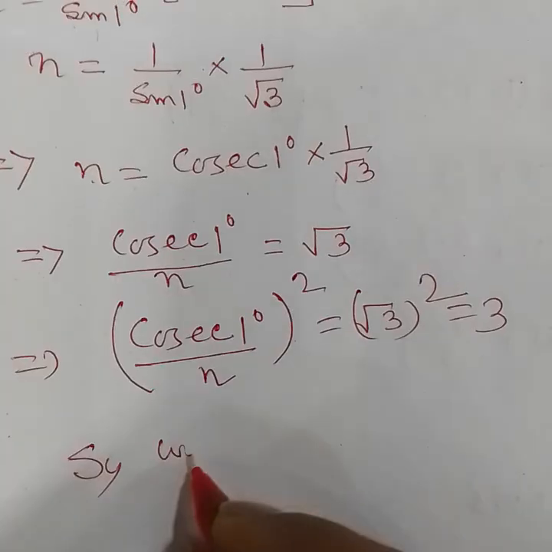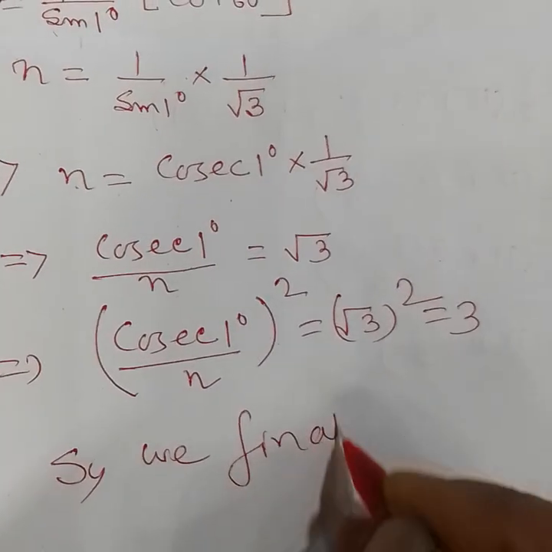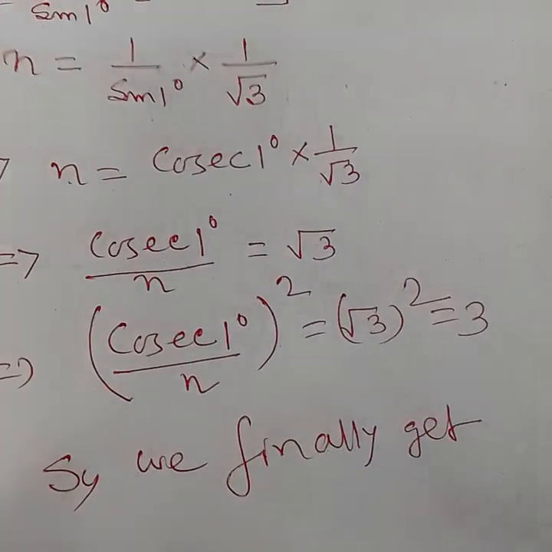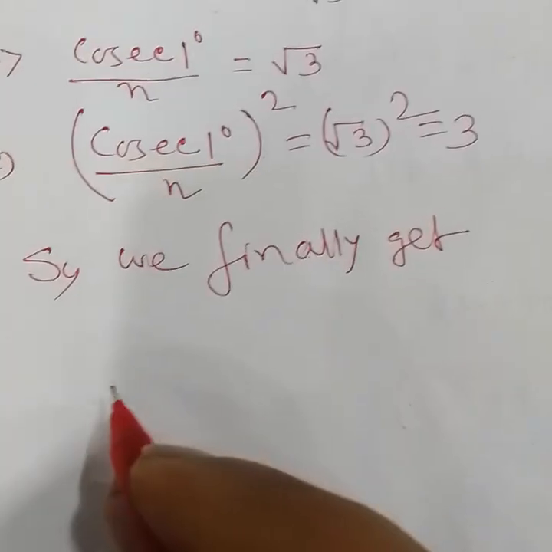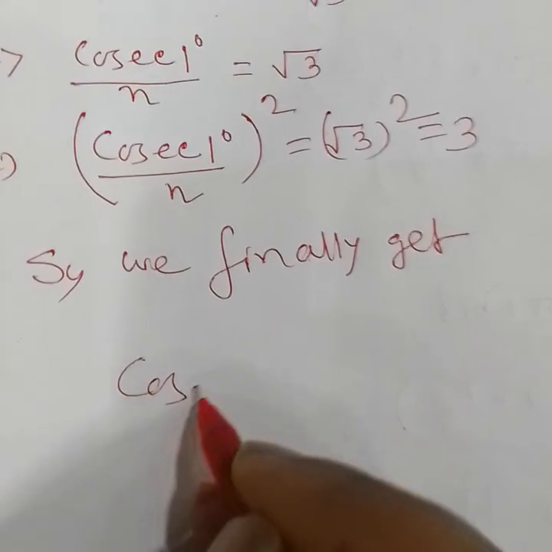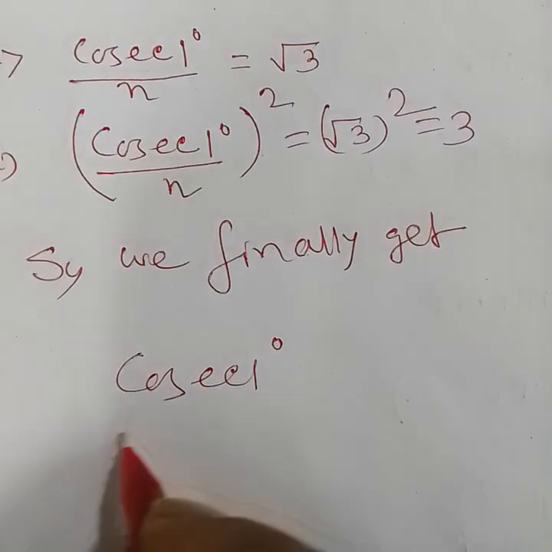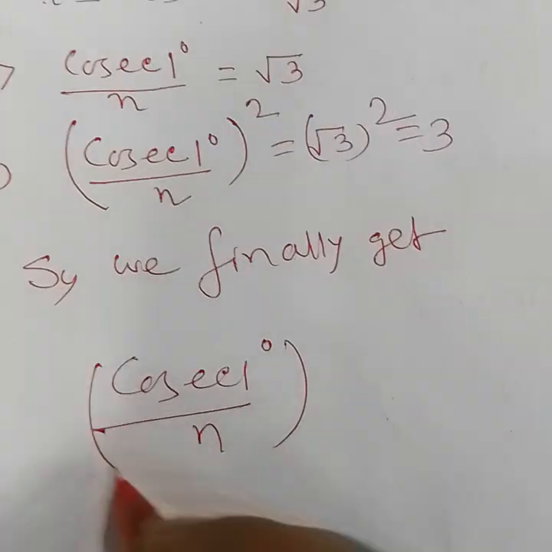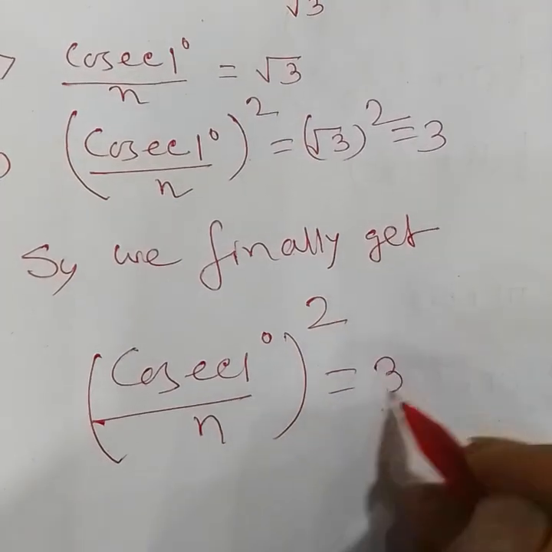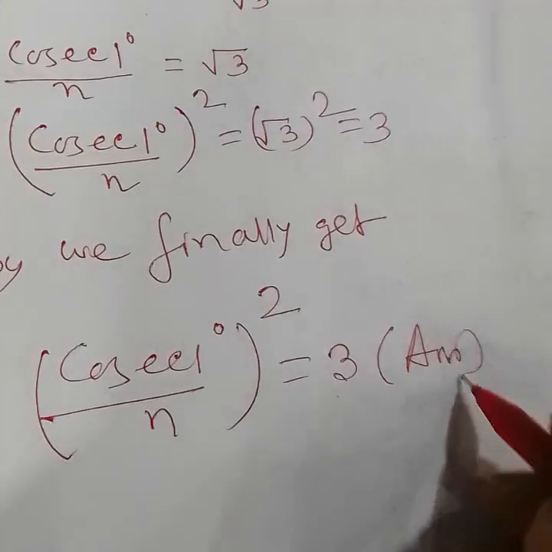So finally, (cosec 1 degree by n) whole square equals 3. That is the answer.